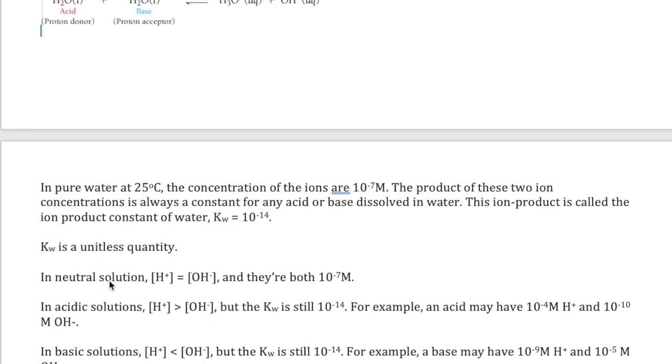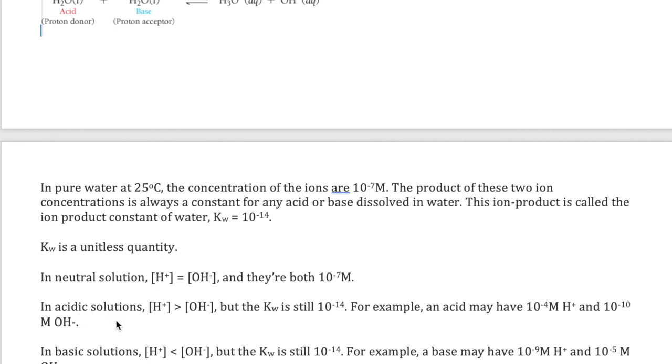More importantly, what you want to know here is that we would call any solution where the H3O plus or the H plus concentration, remember H3O plus and H plus are the same thing, and the OH minus concentration are equal, a neutral solution. Specifically at 25 degrees, both of those concentrations would be 10 to the minus 7 molar.